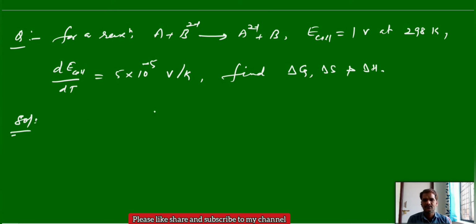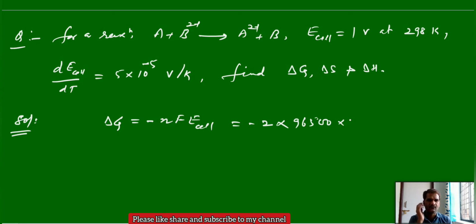Solution for this: just substitute these values in the given formula. Delta G equals minus nF E cell. Here n is the number of electrons involved in this equation, and the total number of electrons involved is 2. F is the Faraday, 96,500 coulombs, and E cell value is given as 1 volt. We can write this simply as minus 193 kilojoule per mole. This is the delta G value.